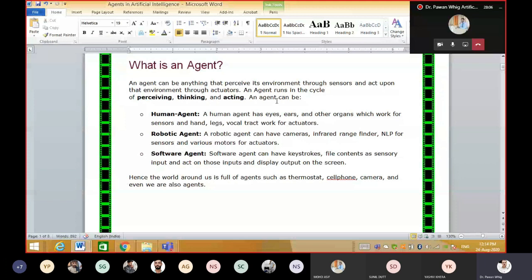So an agent can be a human agent like you people, and we all are. We have eyes, ears and other organs. These are our sensors basically, through which we take an input. From eyes we can see the external environment. From ears we can hear the external noises. These are called sensors basically. And hands, legs, vocal tract work as an actuator.